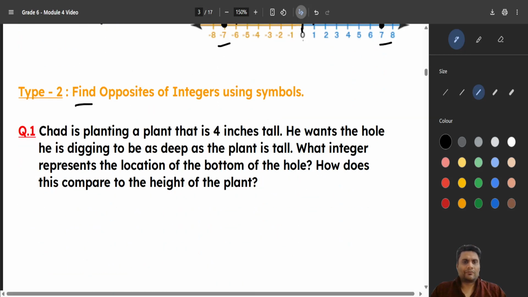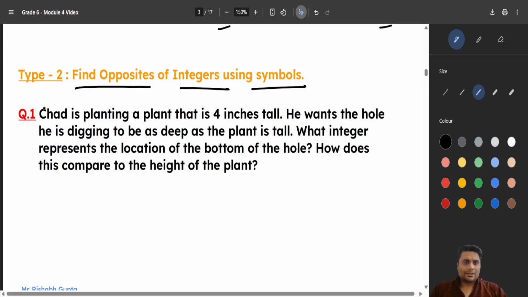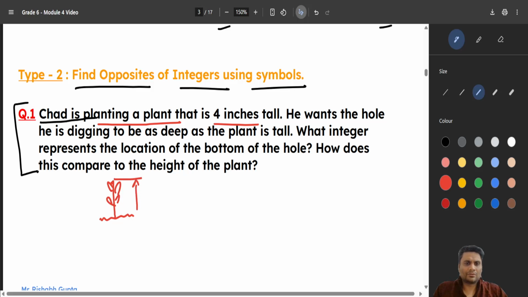Type 2 question: find opposite of integers using symbols. A word problem is given and we have to represent it using integers. Chad is planting a plant that is 4 inches tall. This is the land, the soil, and this is my plant. The height of the plant is how much? 4 inches, right?